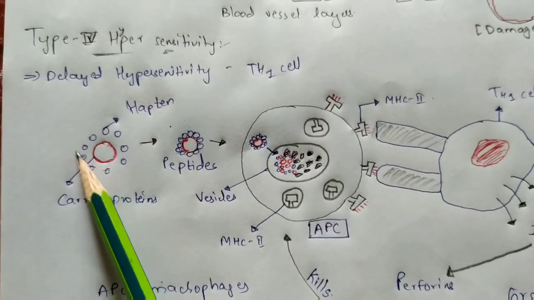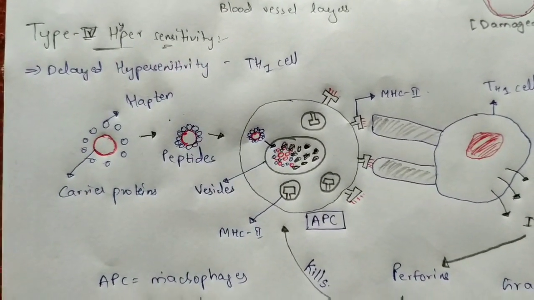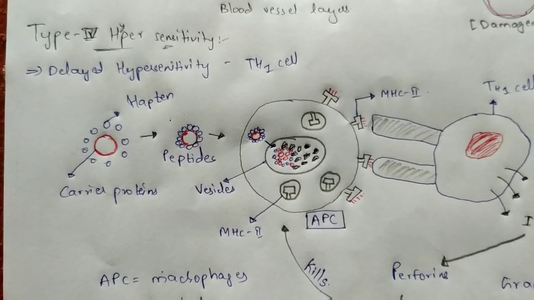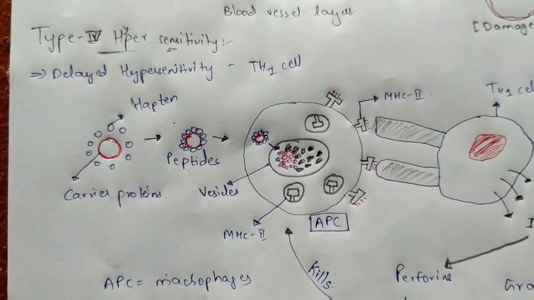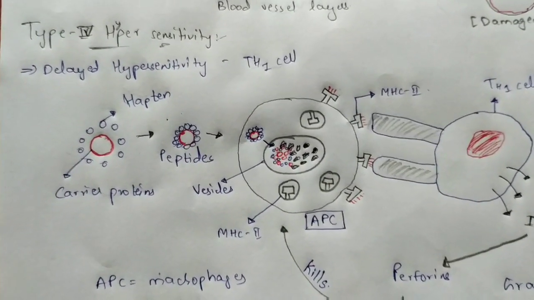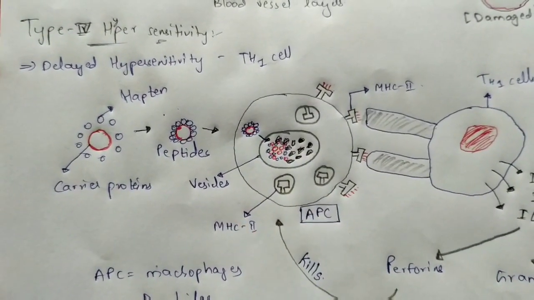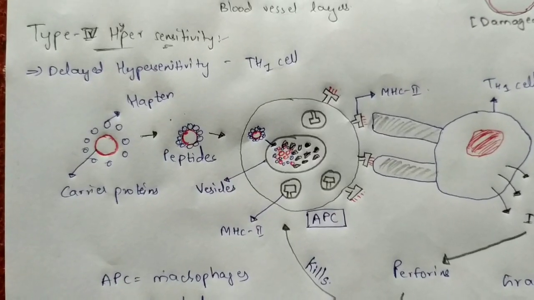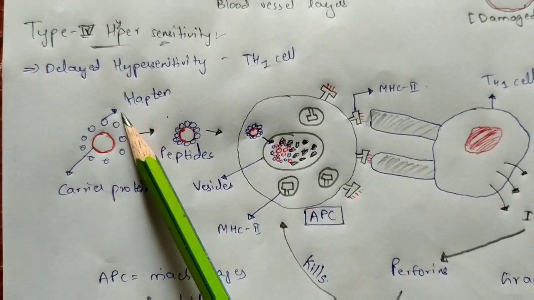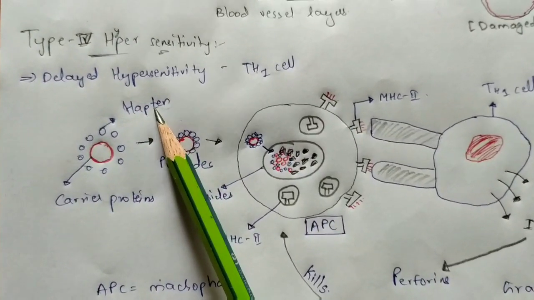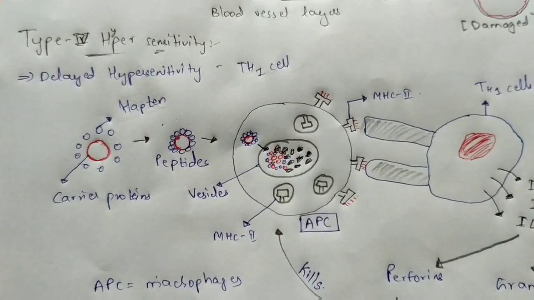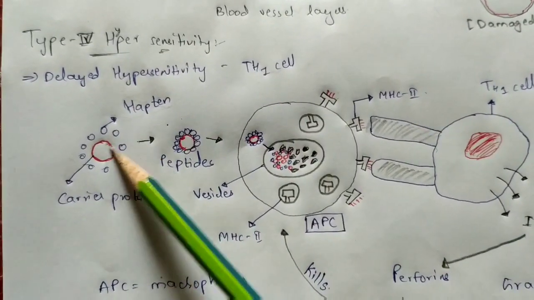Normally, this type 4 hypersensitivity mainly affects a person when he is exposed to a polluted area, or if he touches a poisonous plant. If he touches a poisonous plant, in this example, that poisonous plant normally consists of haptens, right? And a hapten is a type of antigen. If he touches that poisonous plant, then the haptens will enter into his body.